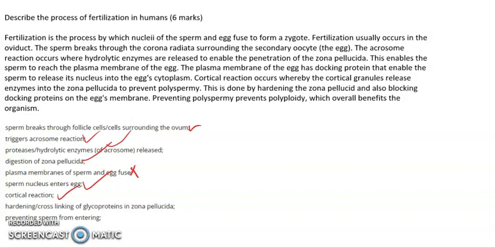The cortical reaction occurs whereby cortical granules release enzymes into the zona pellucida to prevent polyspermy. So polyspermy is preventing sperm from entering. Yeah, I guess I could get that point. This is done by hardening of the zona pellucida. Zona pellucida, there should be pellucida. And also blocking docking proteins. Preventing polyspermy prevents polyploidy, which overall benefits the organism. I think I may have written a bit too much for this one, but hardening says cross-linking of the glycoproteins in the zona pellucida. I could get that mark, so I do score 6 out of 6.